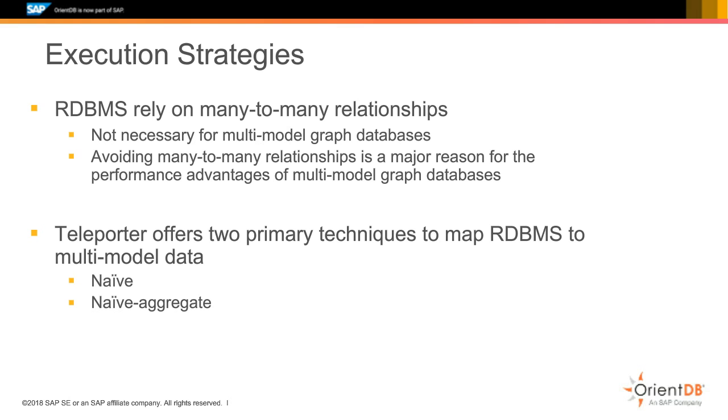These intermediate tables are a big part of the reason that multi-model graph databases are a lot more efficient and can do some really fast traversals across your network.